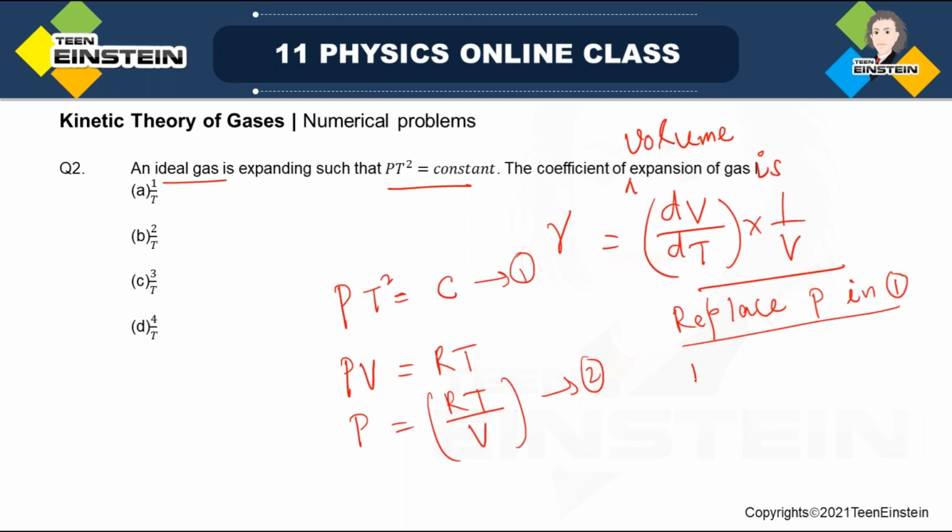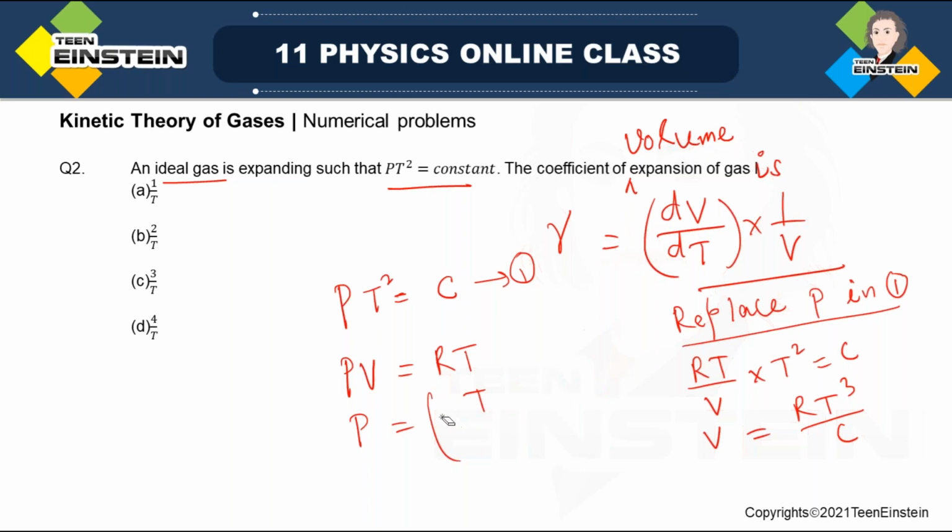So if we replace that, RT by V into T square is equal to constant. So this would give you V is equal to RT cube by C. C is a constant, we don't mind. Okay, let us remove this part, we don't require it now. This is what we have got now. V is equal to, we have got this.